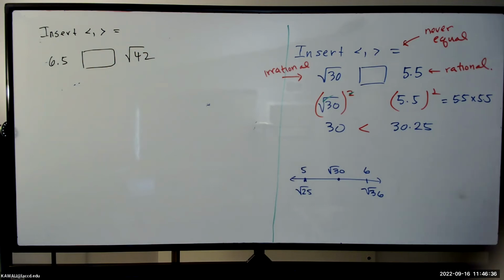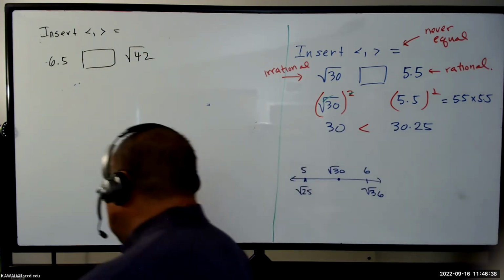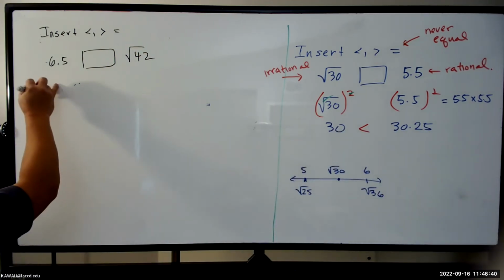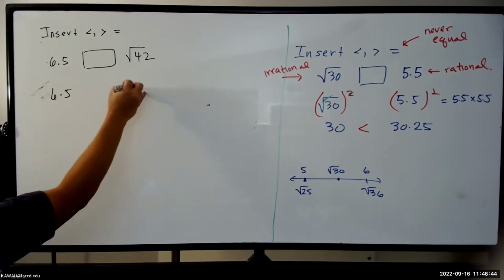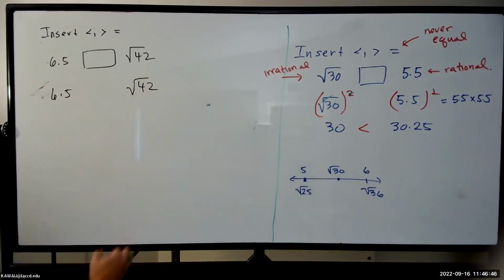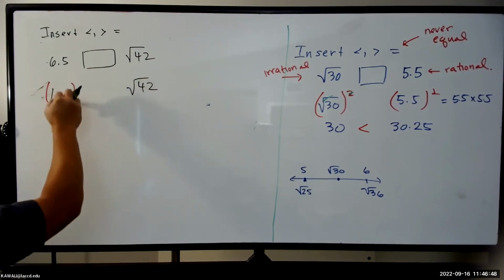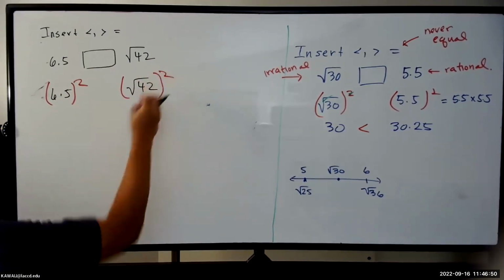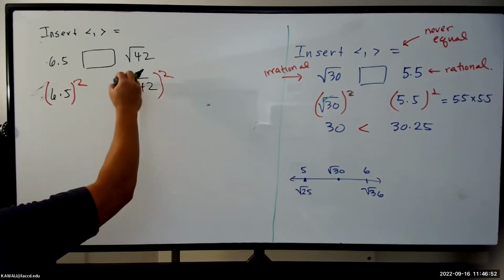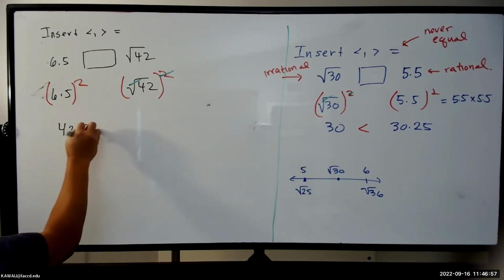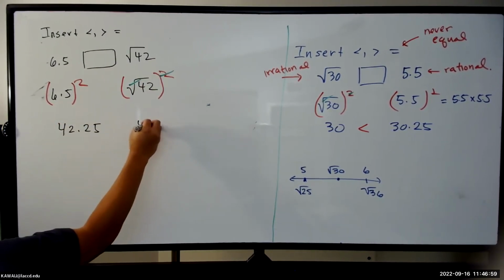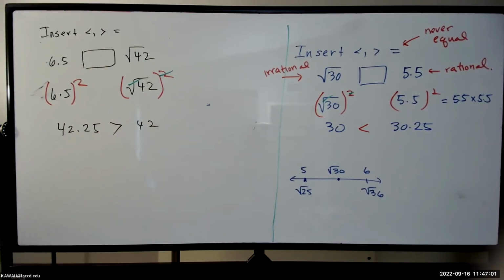Mm. Is 6.5 greater than square root of 42? Okay, let's try it. We're going to square both sides. Okay, so we're going to square, and then this will cancel that. So I get 42.25, 42, so that's bigger. So yeah, you're right. Okay.